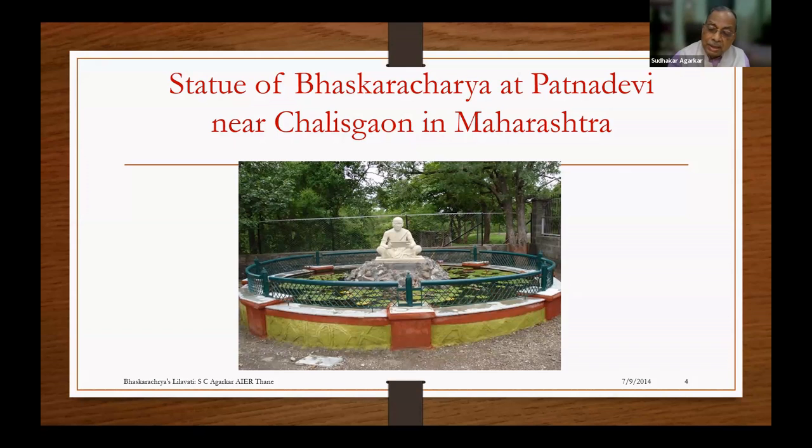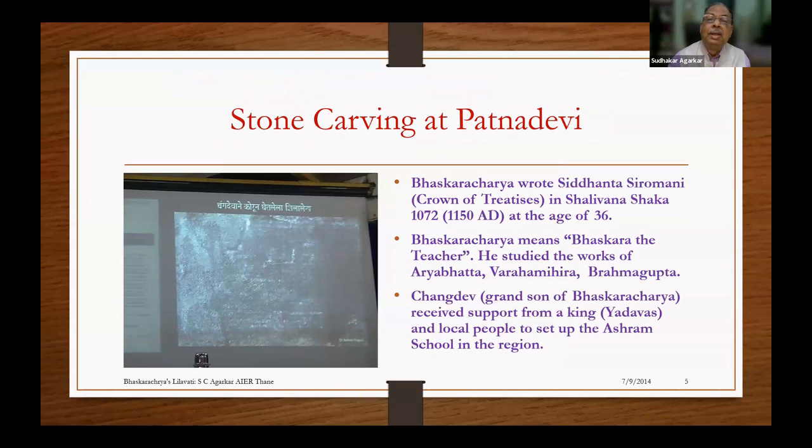So near Patan, there is a temple called Patna Devi, and at the temple there is a stone carving. And this stone carving, of course, you cannot read much. Usually, it is kept upside down so as not to spoil it. But if you really want to know what it is, they will show you.